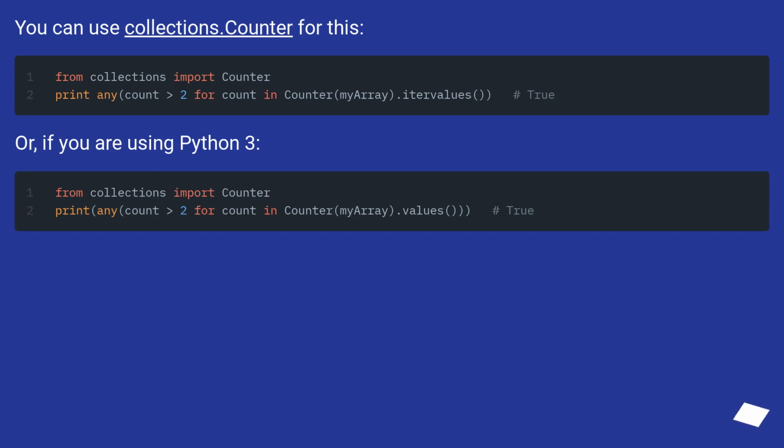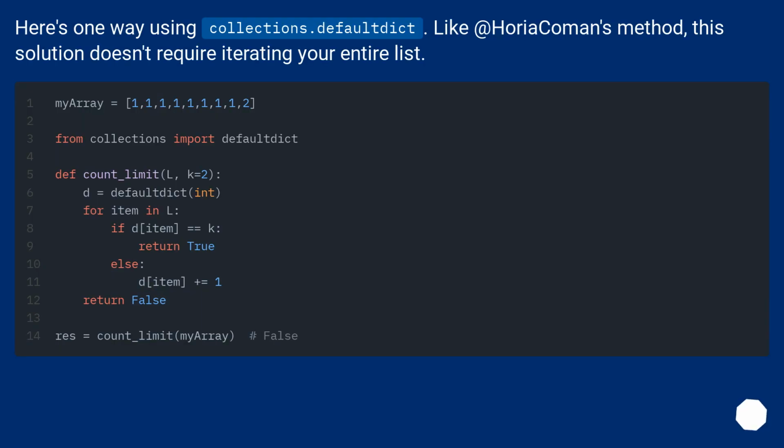You can use collections.Counter for this. Or, if you are using Python 3, here's one way using collections.defaultdict. Like in Hirai Komen's method, this solution doesn't require iterating your entire list.